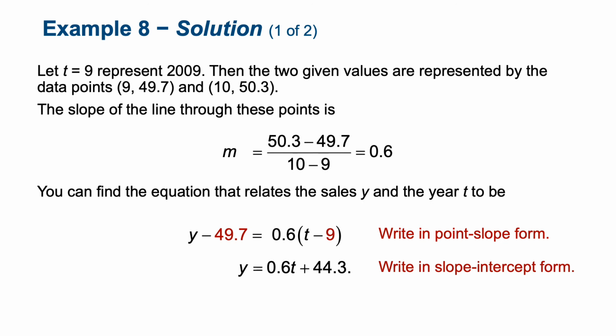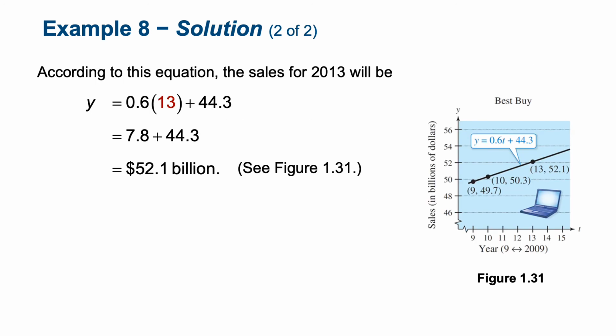You can find the equation that relates y to t: y minus y1 is equal to slope m times the quantity t minus 9. Then if you solve it, you get y is equal to 0.6t plus 44.3. So what does that mean? That means for the sales in 2013, we just plug in 13: 0.6 times 13 plus 44.3. That gives us 7.8 plus 44.3, which is equal to 52.1 billion.